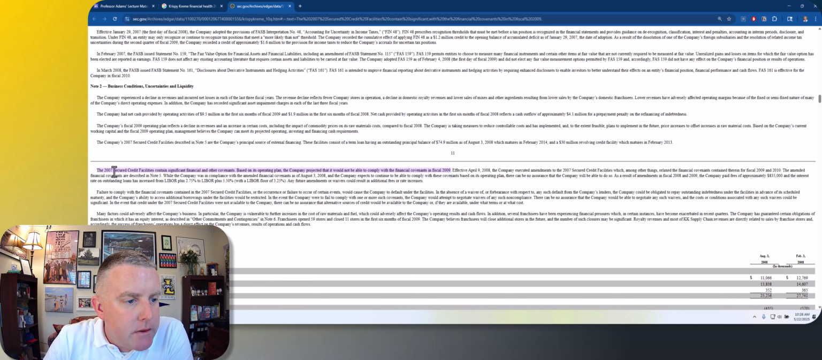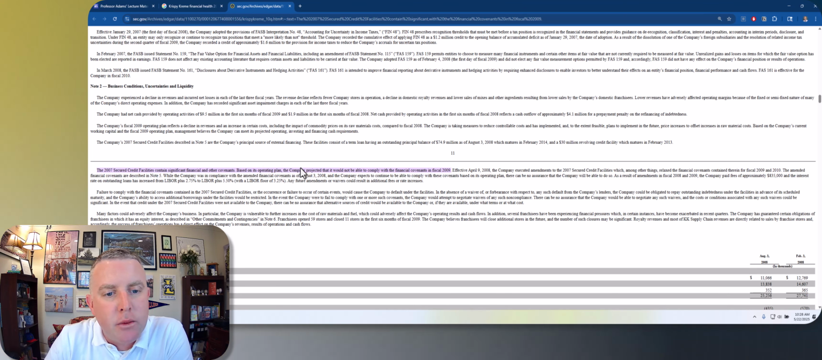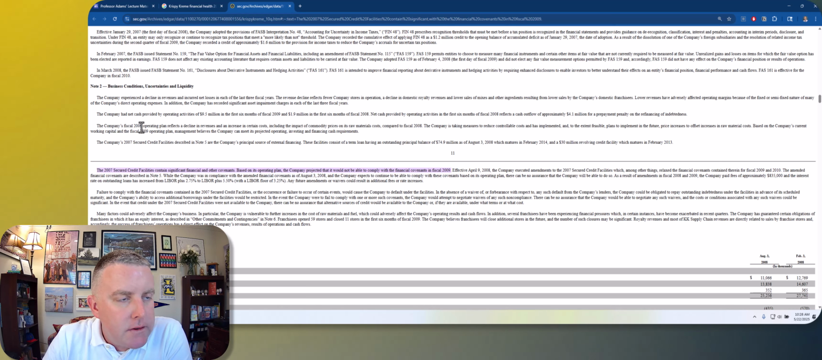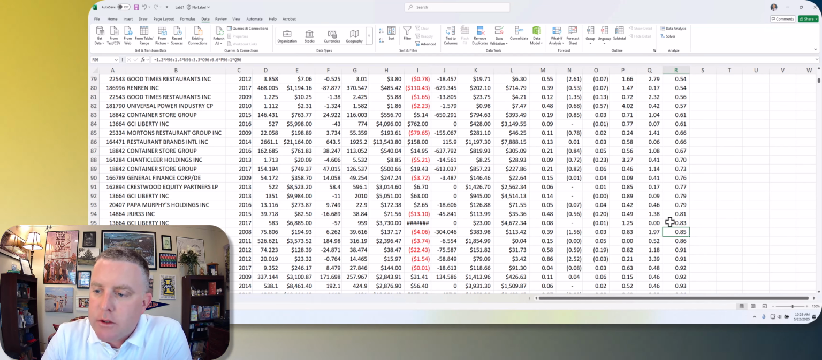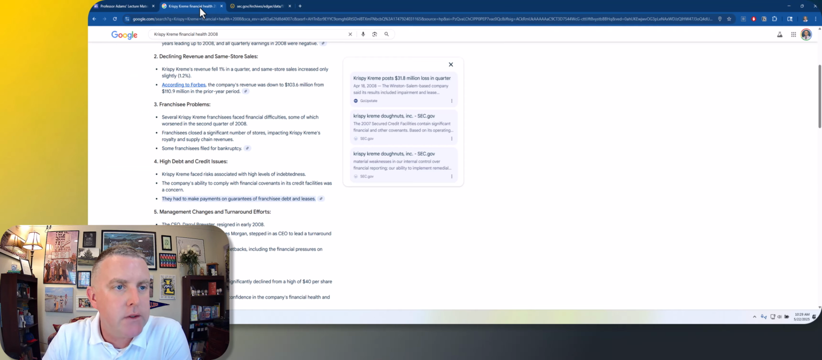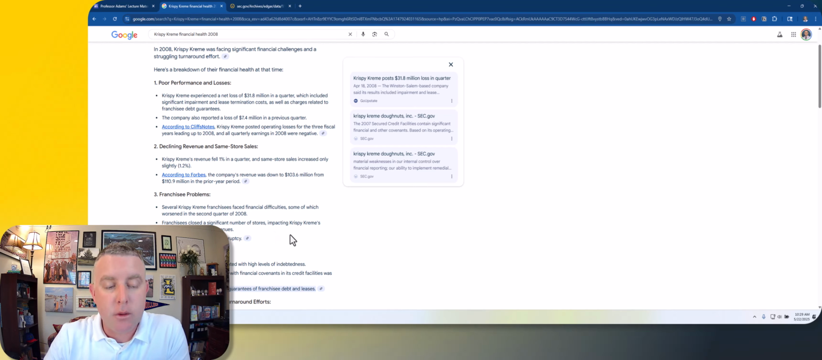In 2007, secured credit facilities contained significant financial and other covenants. Based on its operating plan, the company projected that it would not be able to comply with financial covenants in fiscal 2009. All right, so it kind of lines up. So one of the companies that we've identified with a low Altman Z, which would indicate financial distress, was Krispy Kreme Donuts. And then when we try to validate if that value makes sense, we're seeing indications that, yeah, it does. Krispy Kreme was going through some difficult financial times in 2008.